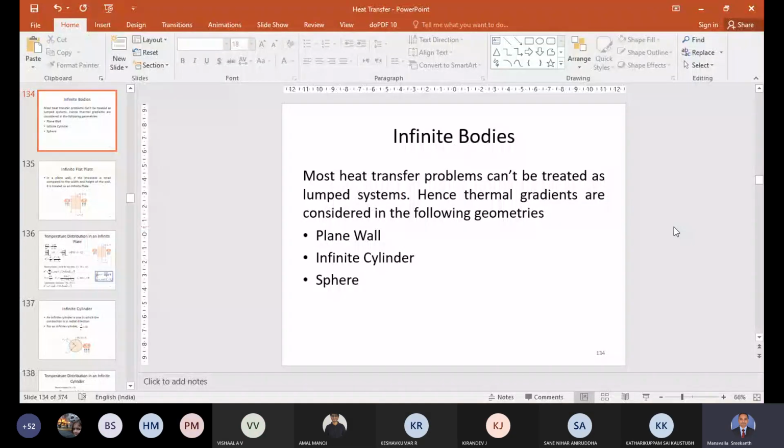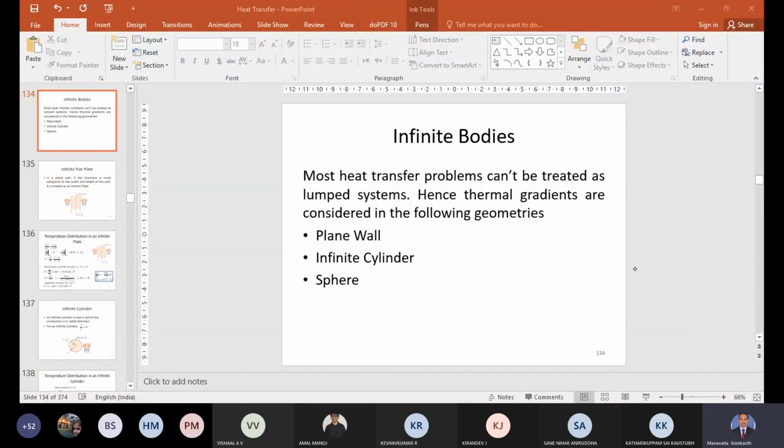So in the first class of the transient systems, we have seen that the transient systems are categorized as three types. The first one is a lump system, where there is no temperature gradient inside the object. Then there are the infinite solids, and then there are semi-infinite solids, infinite and semi-infinite. So totally there are three.